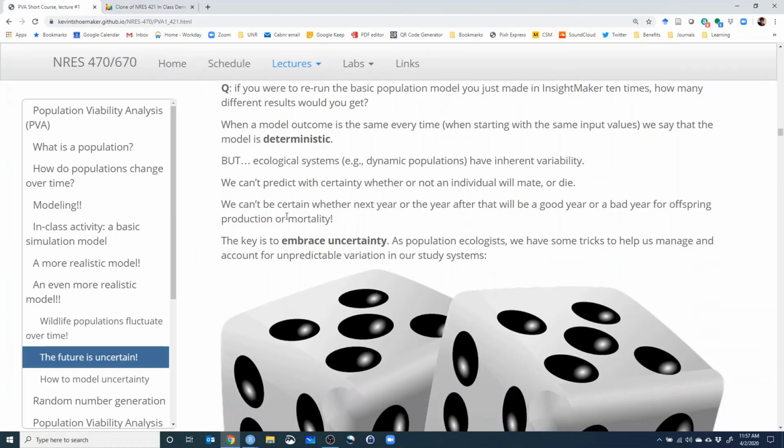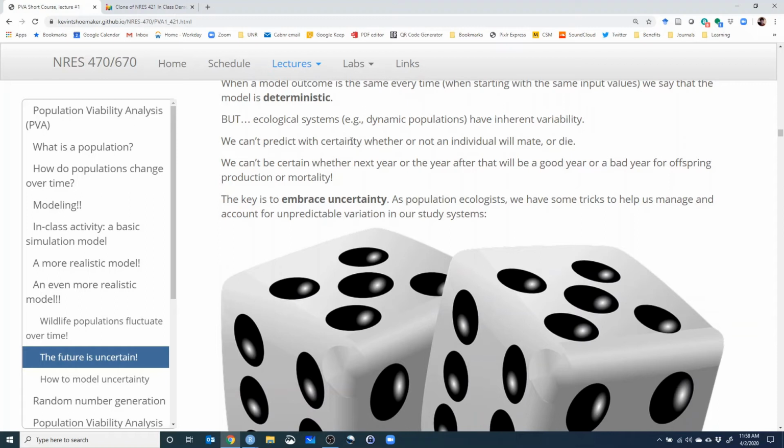And the opposite of deterministic is stochastic. And stochastic means random. So ecological systems have inherent variability. We can't predict with certainty whether a single individual will mate or die, for each individual is different. We can't predict which individuals will live or die oftentimes. We can't predict if an individual will have triplets or quadruplets or won't be able to reproduce at all. A lot of this is unpredictable.